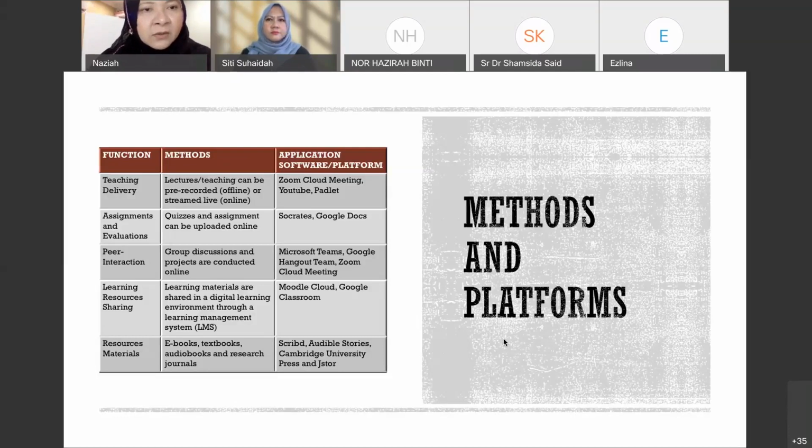For learning resources and sharing, we can use Moodle, Google Classroom, and even other resource materials. If you want to access ebooks, textbooks or audiobooks, there are a lot of opportunities given by the university, where we can access Scribd, Audible stories, Cambridge University Press or JSTOR. I think all these universities have offered this kind of platform, and I believe no initial cost will be reimbursed if we continue adapting e-learning towards building our built environments.